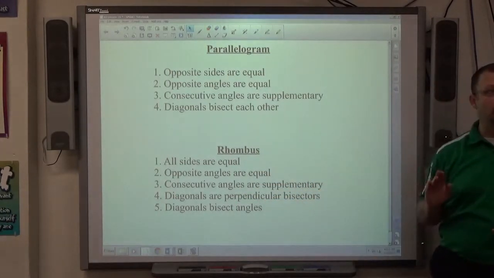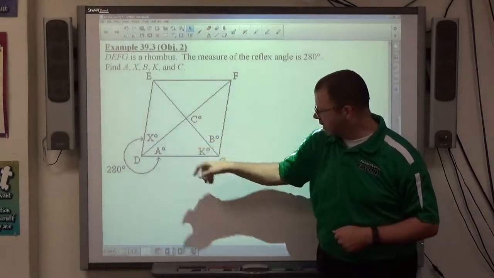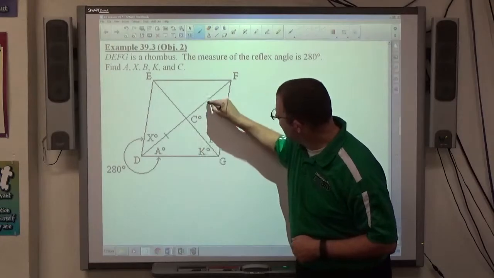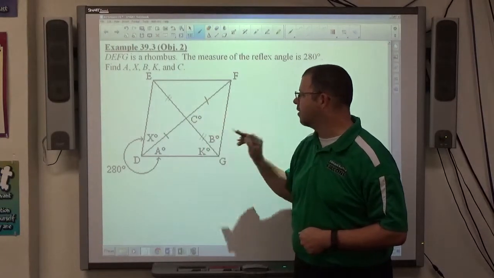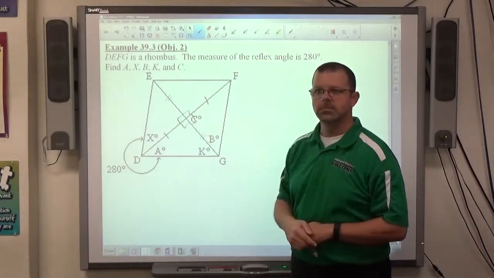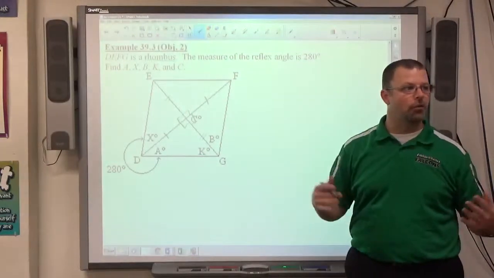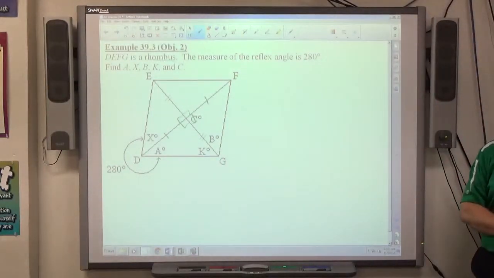Okay, what that means is not only do they bisect each other, not only does this diagonal cut that diagonal in half so that this little piece equals that little piece and that little piece equals that little piece, but also we get 4 90-degree angles in the middle. Okay, if it's a rhombus, in which it tells us it's a rhombus, we get all 4 angles in the middle are right angles every single time. That doesn't happen in a parallelogram.